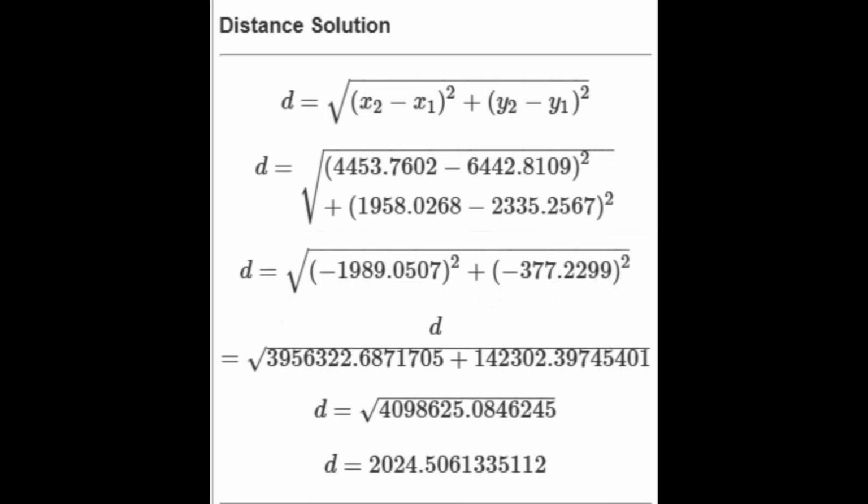And here's what it looks like when I plug in the numbers. The next step is to solve the equation. The final answer is 2,024.51 miles when rounded to the 100th place.